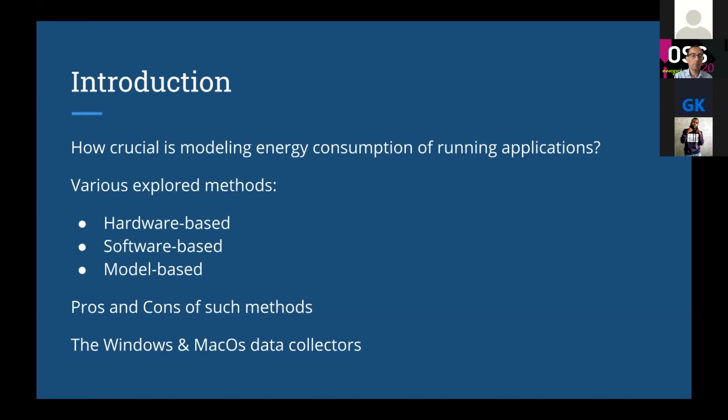So modeling energy consumption of running applications is very necessary, as it is a big part of our everyday lives. We use applications every day. To model the energy consumption of applications, researchers have come up with a number of methods, of which I'll highlight three today: the hardware-based approach, the software-based approach, and the model-based approach. These methods have their advantages and disadvantages in various aspects.